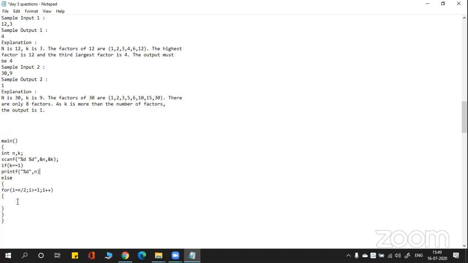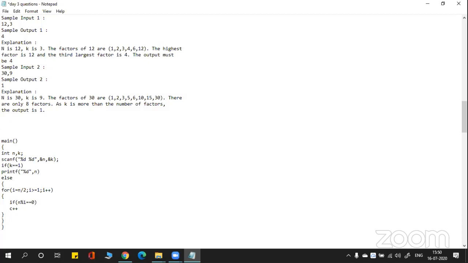So here, what is the factor? Any i value, if it divides the n number, then it becomes a factor. So I'm checking that condition. How can I check whether a number is divisible or not? I'll be checking the remainder. So n mod i double equal to 0. Whenever n mod i double equal to 0, increment c++. I'm incrementing the count.